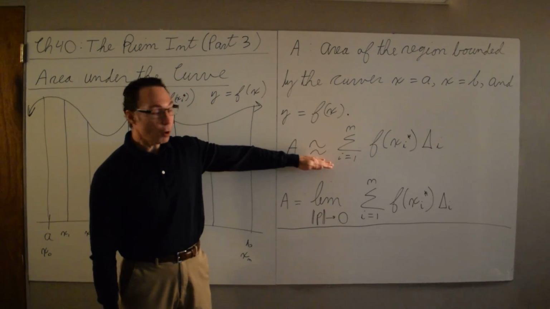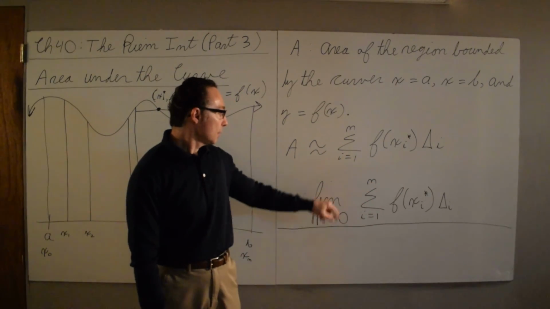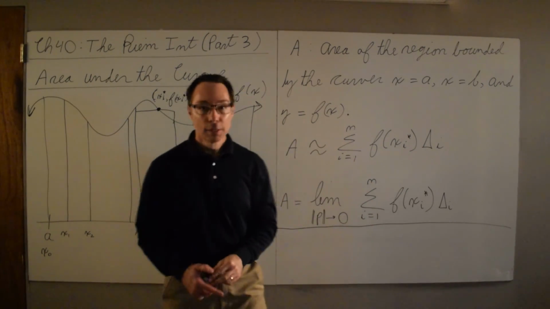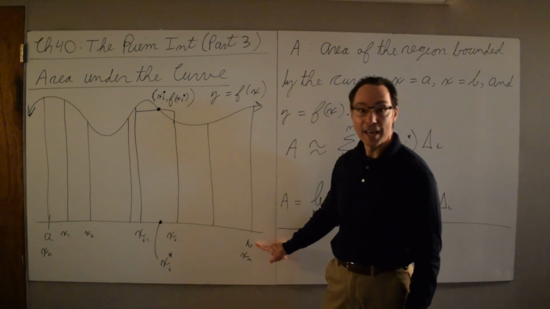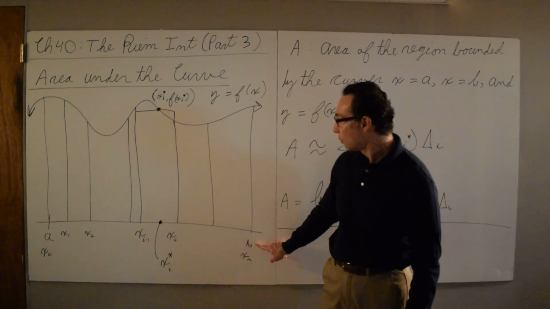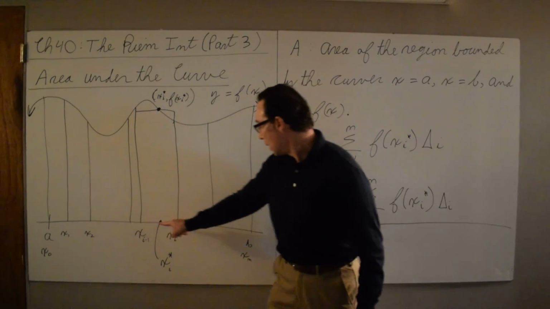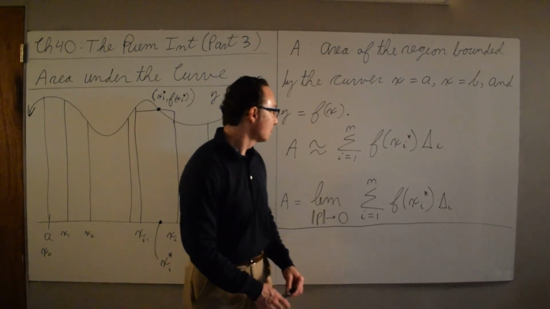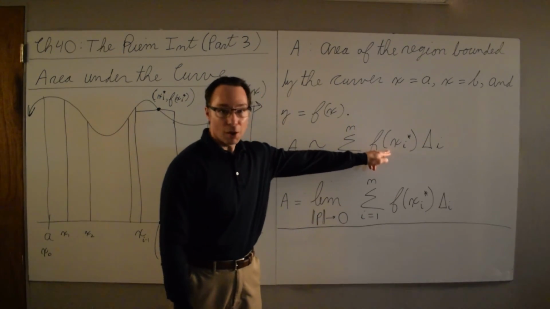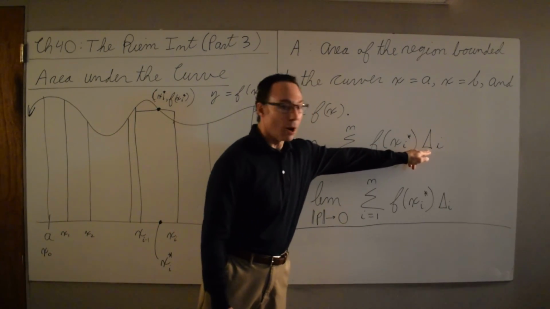That area is approximately the sum of the areas of the rectangles. So we take the sum i equals 1 to n. Remember, i starts at 1 and goes to n. We're going to do this for every single rectangle. For every single one of these drawn here, we've picked a representative point, x sub i star, as the height of our rectangle. The width is delta i.